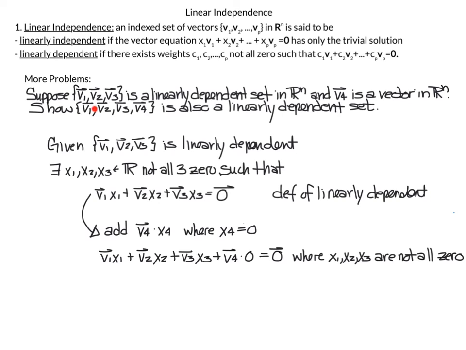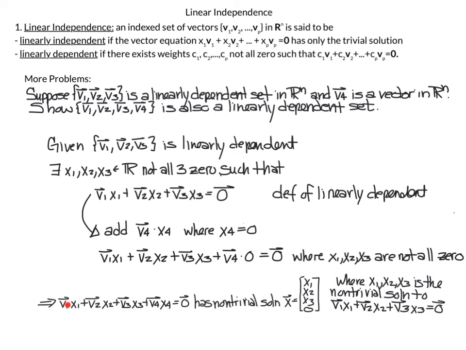Because now I want to talk about v1, v2, v3, v4, I want to add v4 to here. And I can do that by adding v4 times x4, where x4 is equal to 0. Certainly it's still the same equation when I multiply x4 times 0. So I have v1 x1 plus v2 x2 plus v3 x3 plus v4 times 0 is equal to the 0 vector. And remember, x1, x2, x3 are not all 0.